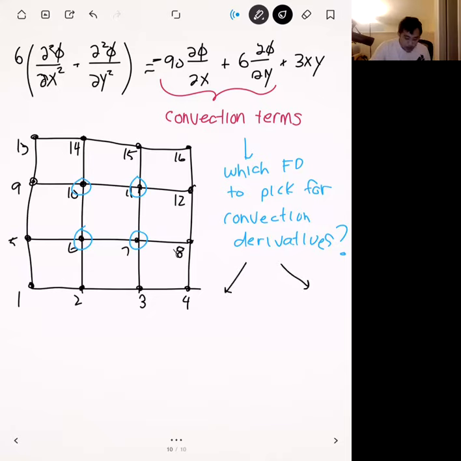Right. And so our two options here are you can either pick central difference. And the nice thing about central difference is that if the solution is stable, this leads to the most accuracy.